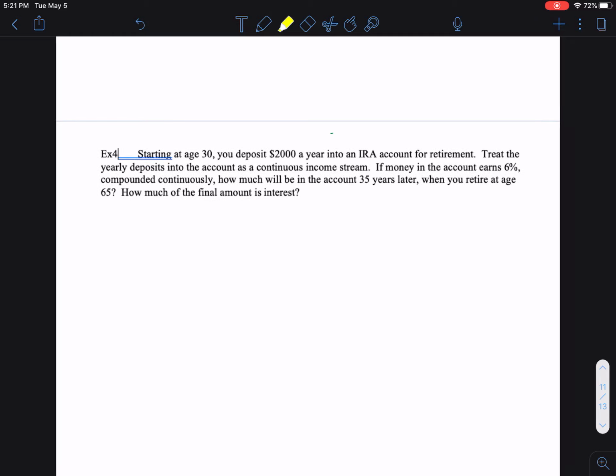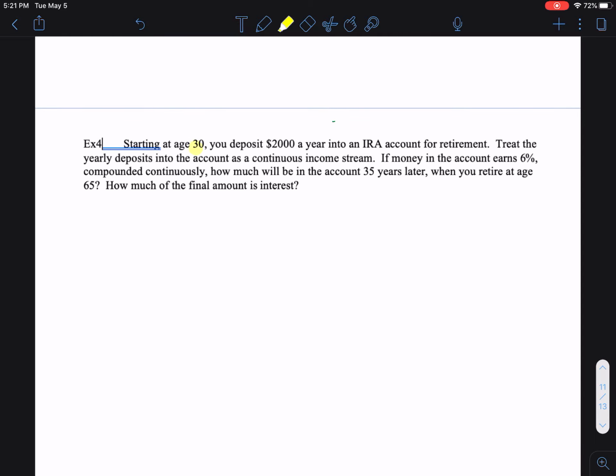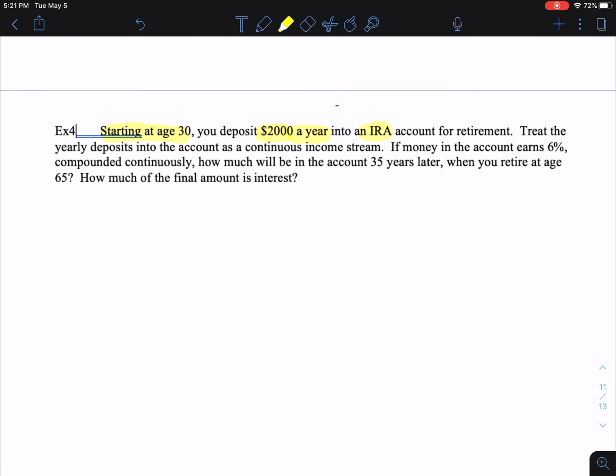So let's go ahead and do this problem here. So starting at age 30, right? Most of us will start at age 30 when we have a career. We deposit 2,000 per year into a Roth IRA or personal retirement account here. Nowadays you can deposit about 6,000 or 5,500 max per year. So this person deposits 2,000 a year into a Roth IRA account for retirement. Okay, so at the end of each year he's just going to deposit $2,000.